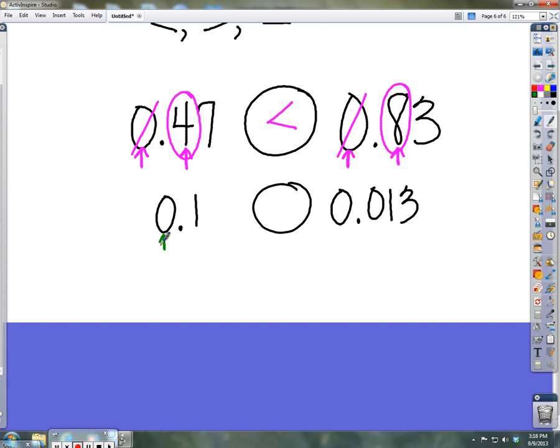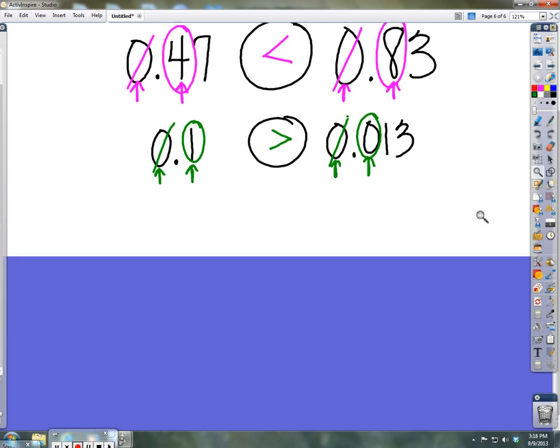So let's first look at the ones place digits. Since they are both the same, I cannot compare by using the ones digits. Now let's look at the tenths place digits. I have a 1 and a 0. These are the first digits that are different from each other. So I would compare the 1 to the 0. 1 is greater than 0. So 1/10 is actually greater than 13 thousandths, even though it does not have as many digits in the number.